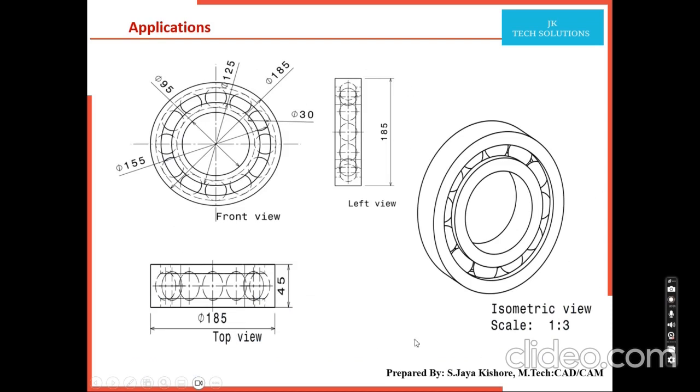This is the orthographic projection, which represents the front view, top view and left side view in first angle projection for a bearing. And on the right side of the slide, the isometric view of the bearing is represented. Let us start on how to draw the bearing using CATIA software.